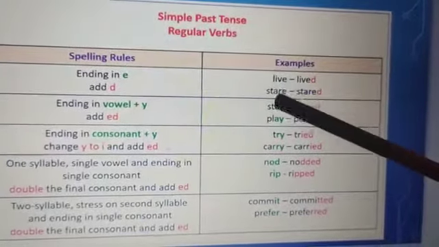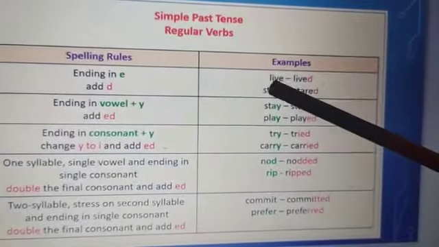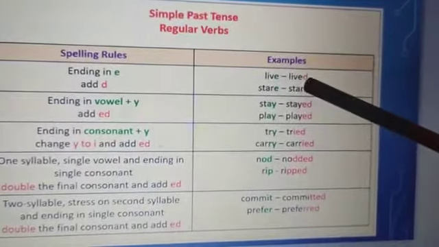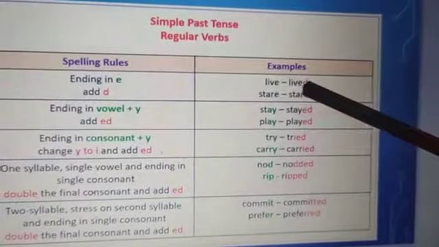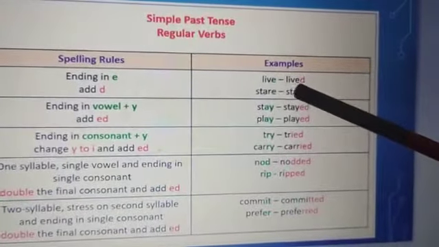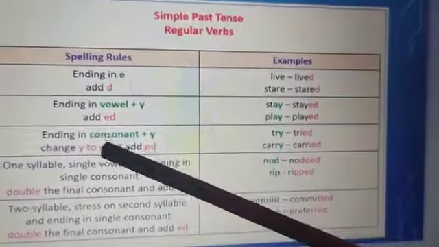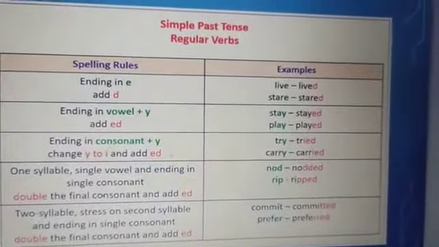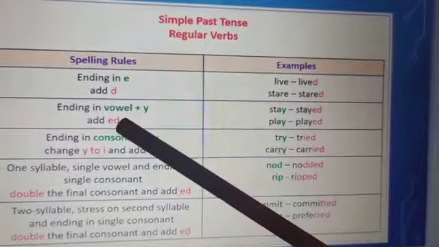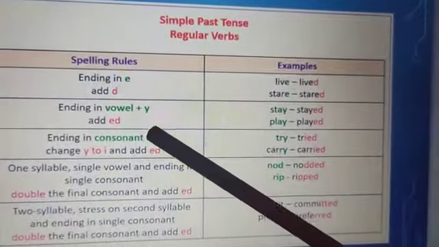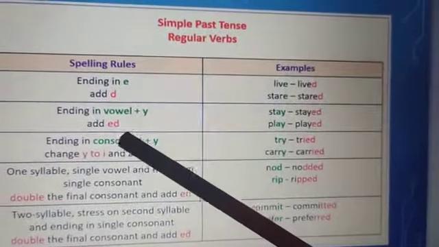Like live, leave. So here you see it's ending with E, so we have only added D. So lived, past tense. Stare, stared, past tense. Ending in vowel plus Y. When there is a vowel plus Y, then we add ed.